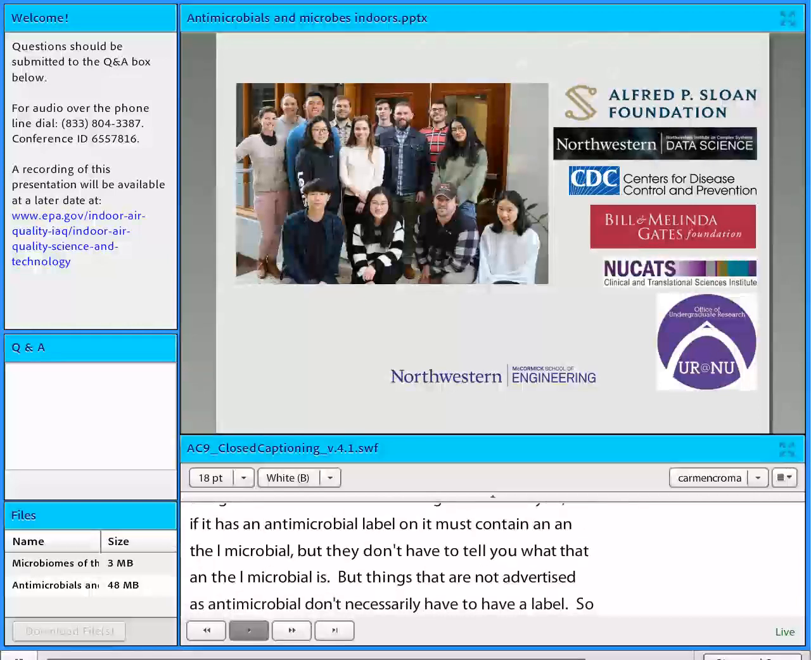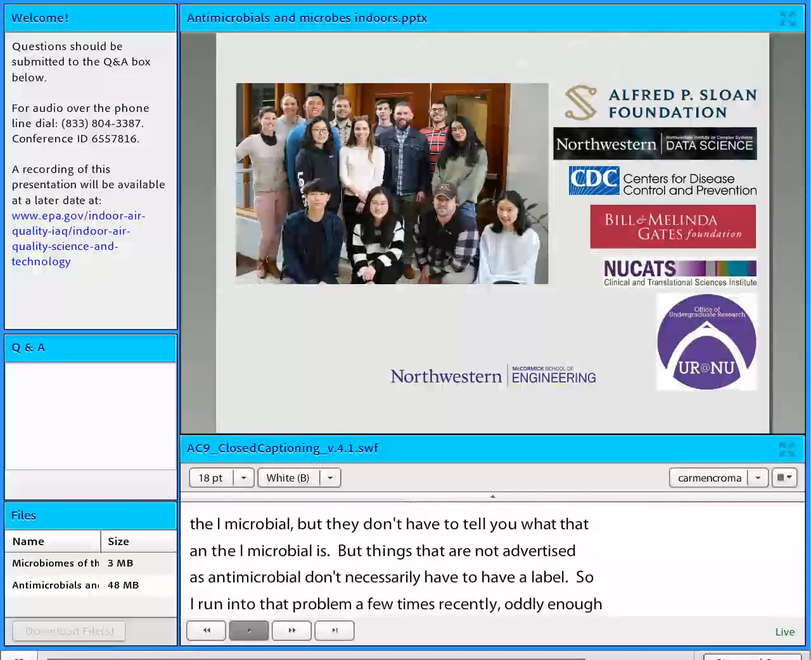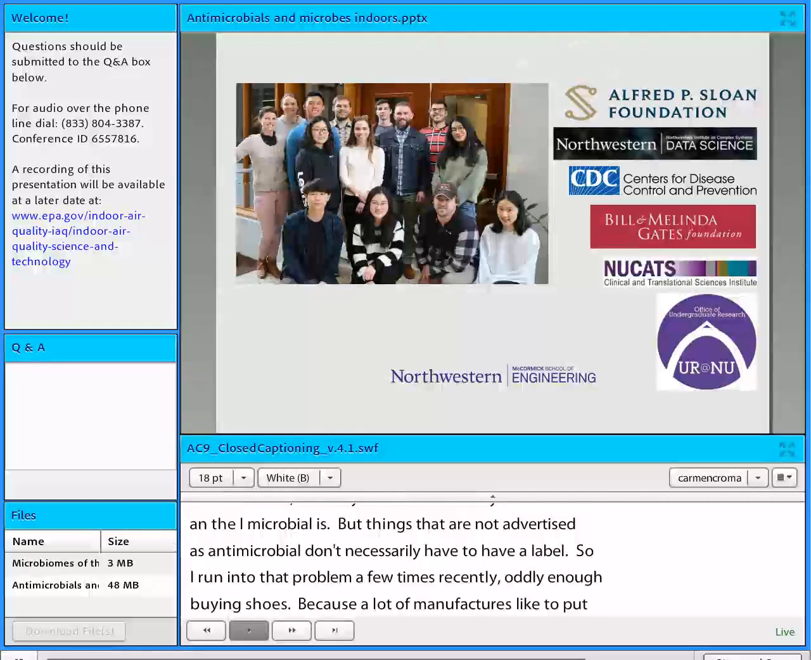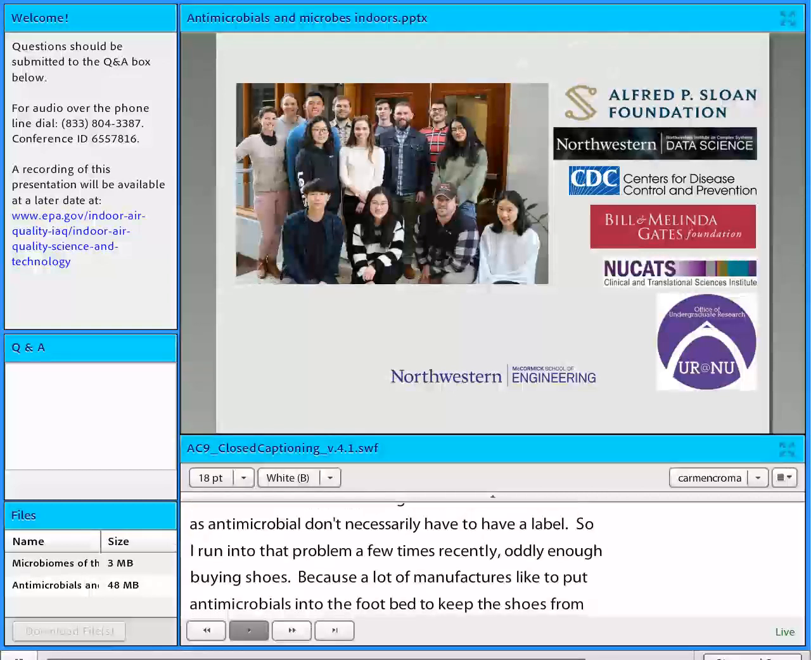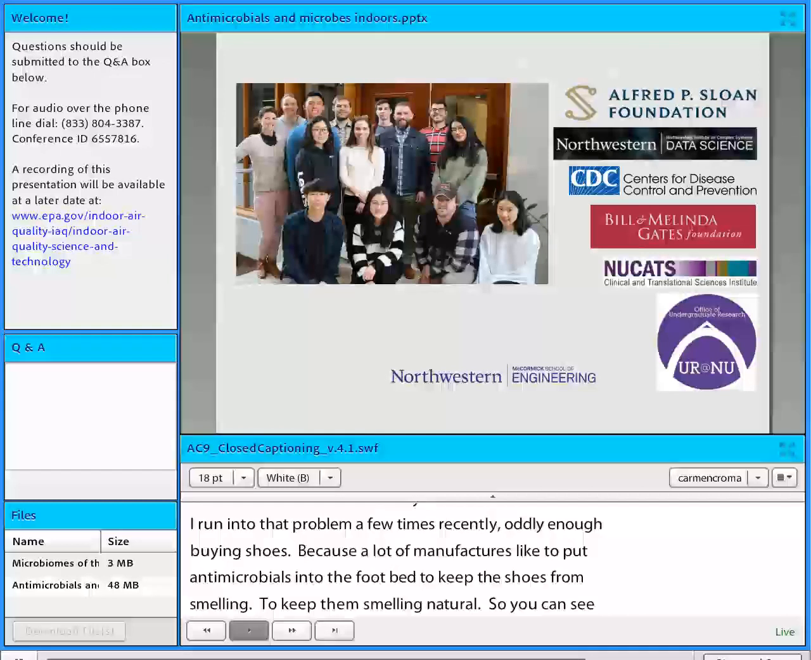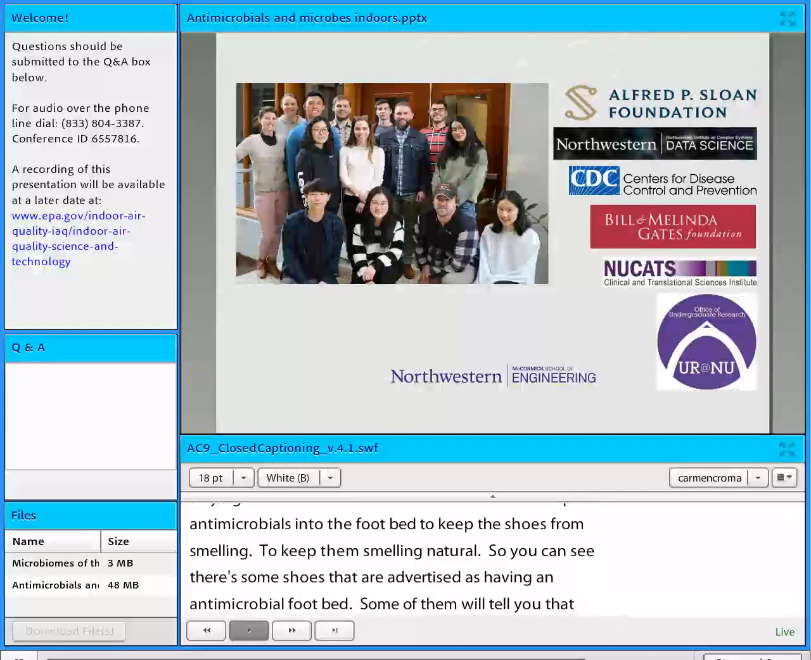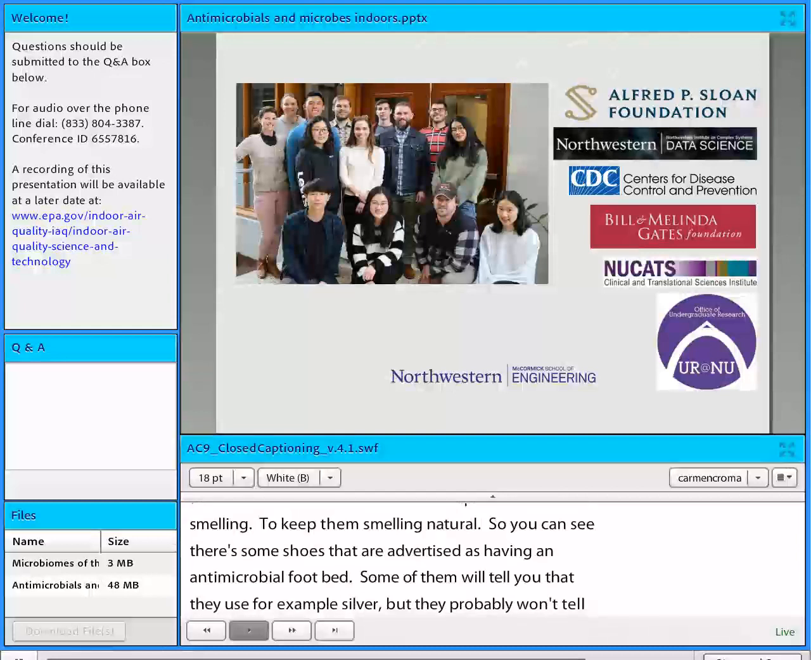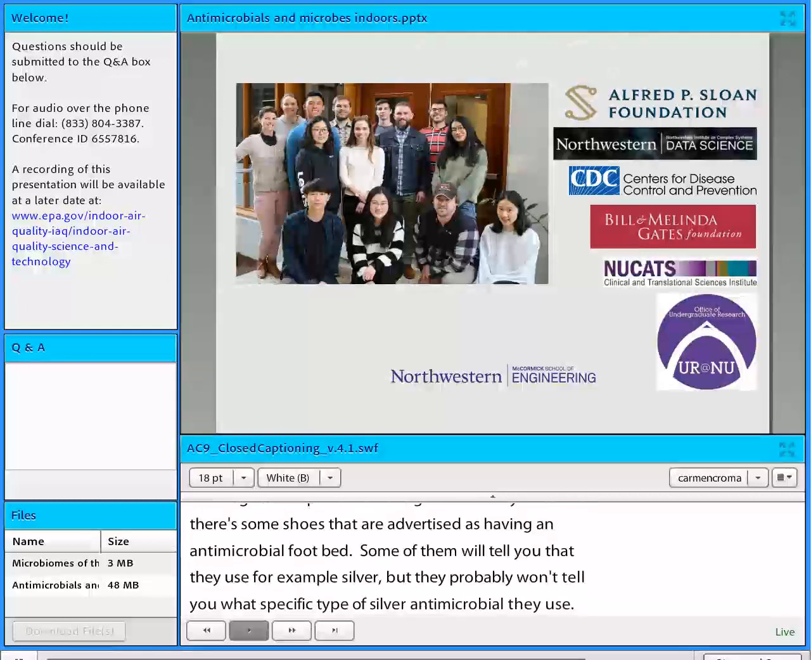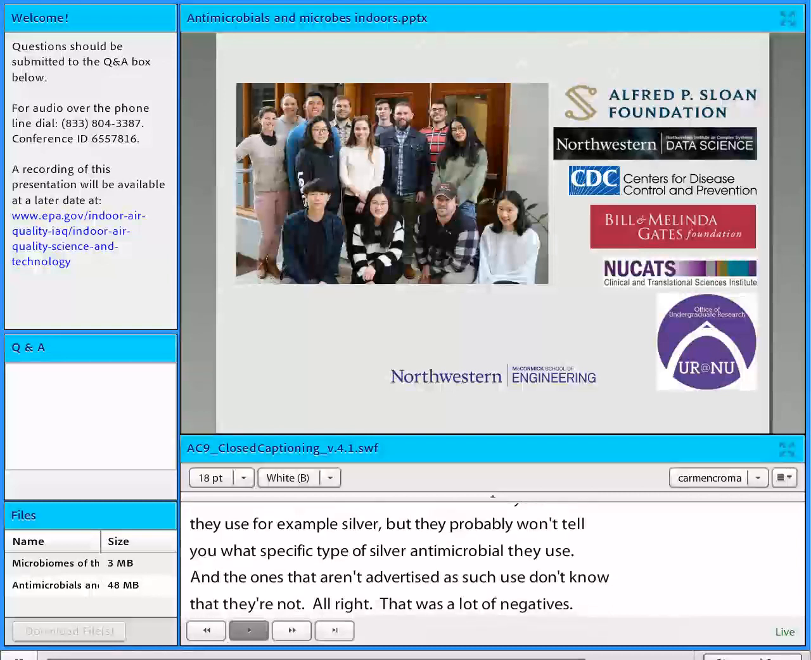So I've run into that problem a few times recently, oddly enough, buying shoes, because a lot of manufacturers like to put antimicrobials into the footbed to keep the shoes from smelling, because my feet smell, like, you know, it's natural. So you can see there are some shoes that are advertised as having an antimicrobial footbed. Some of them will tell you that they use, for example, silver, but they probably won't tell you what specific type of silver antimicrobial they use. And the ones that aren't advertised as such, you don't know that they're not. Sorry, that was a lot of negatives.